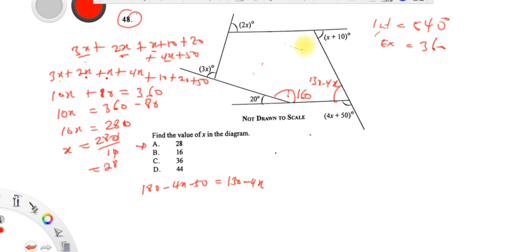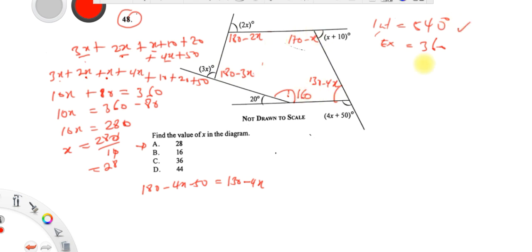And this one is also 180, so if you say 180 minus x minus 10, you get 170 minus x. And this one is 180 minus 2x. And then the last one is also 180 minus 3s. So if I add all the interior angles, I have to get this.